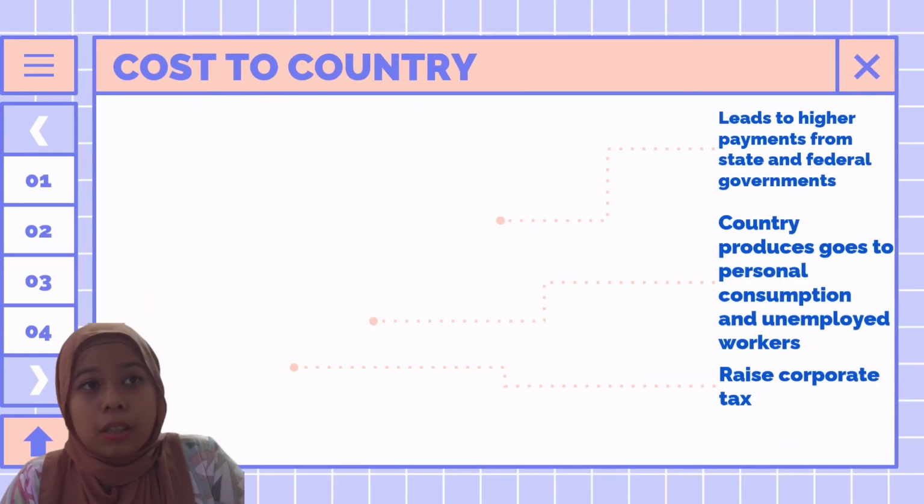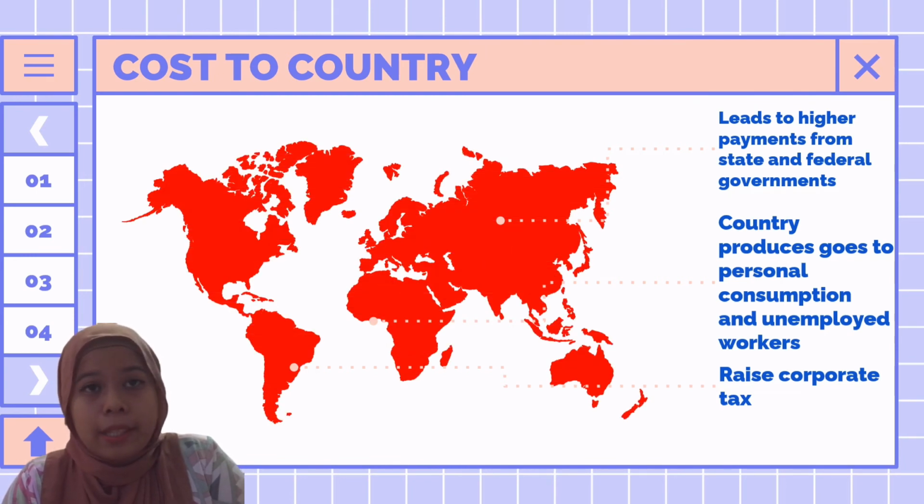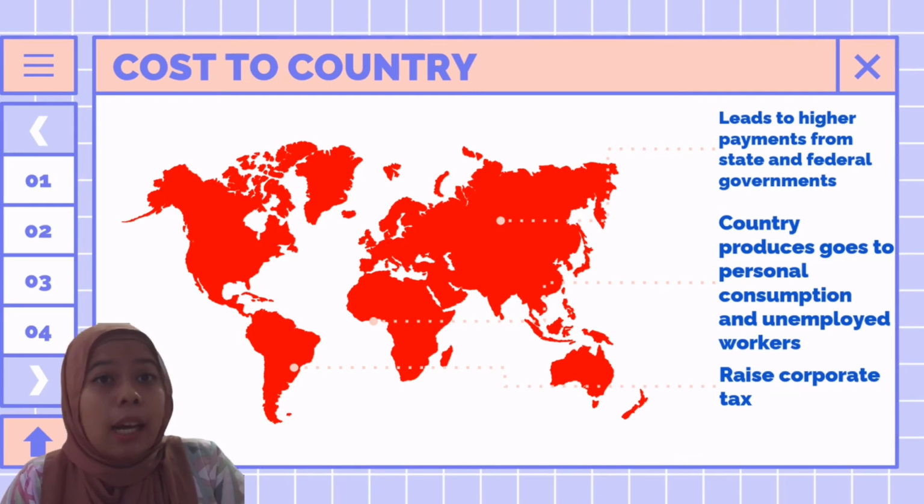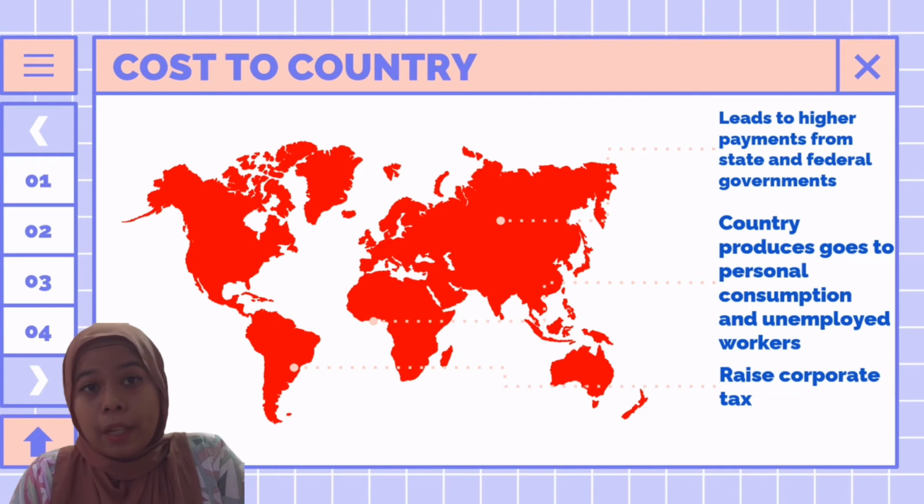Third, cost to country leads to higher payment from state and federal governments. The economic costs of unemployment are probably more obvious when viewed through the lens of the national checkbook. Unemployment leads to higher payments from state and federal governments for unemployment benefits, food assistance, and medical aid. In July 2020, payments from state and federal governments of the United States for unemployment benefits totaled $18.26 billion.